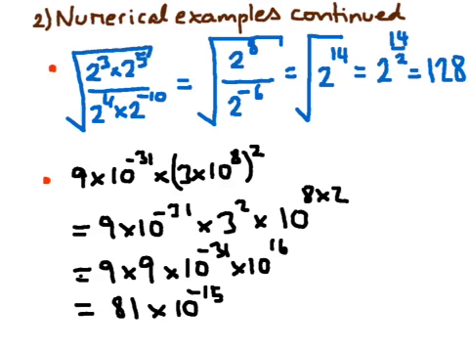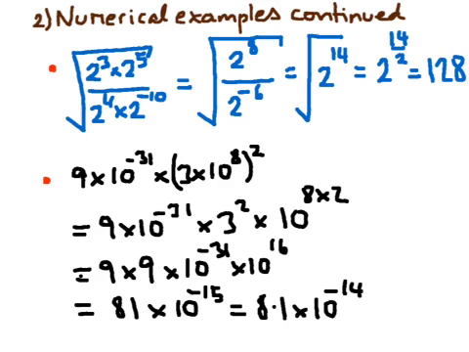Now, this is not scientific notation. I really want to leave my answer as a number with one non-zero digit in front of the decimal point. So to write this in scientific notation, a nicer way of writing it is 8.1, which means that I have divided this number by 10. If I've divided this number by 10, I have to multiply this one by 10, or I would have changed the overall number. So I can write this as 8.1 times 10 to the minus 15 times 10, which is 10 to the minus 14. And that is the final result.